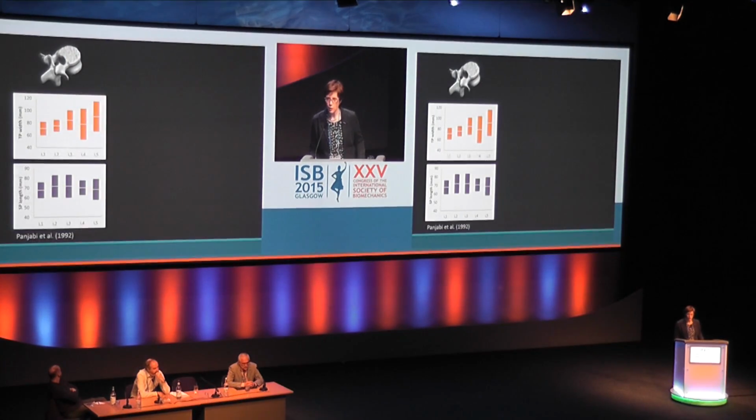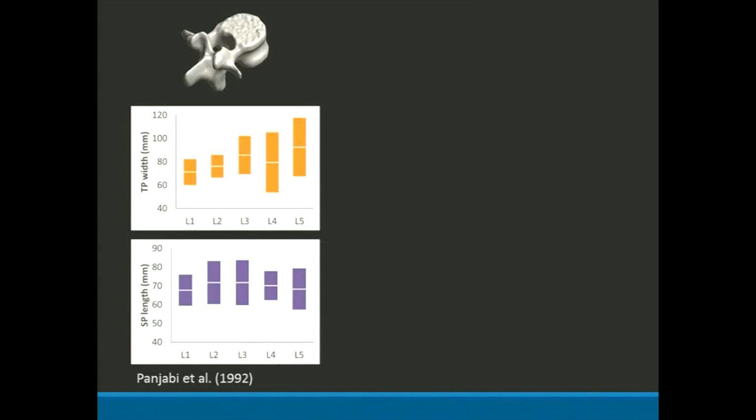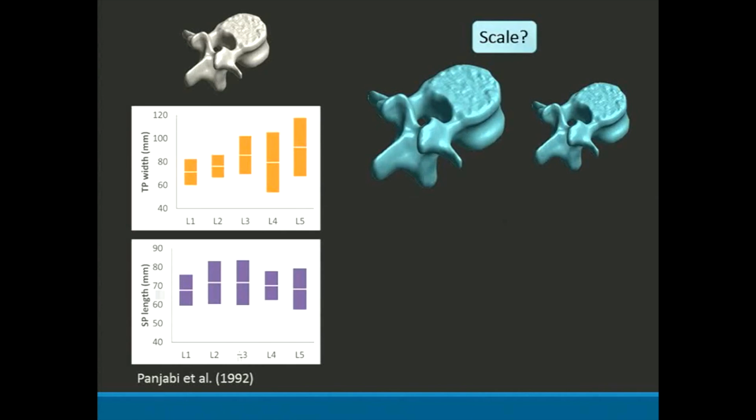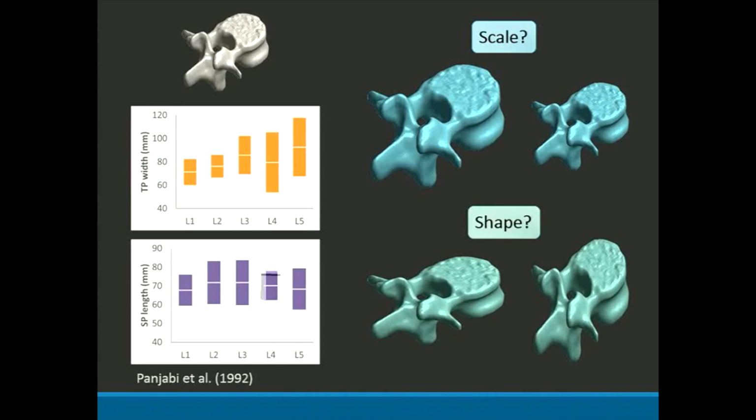So if we go back to the data that I showed you a few minutes ago from Punjabi, as I said, this shows that there's quite large differences between the lengths of the transverse processes and the lengths of the spinous processes. But if we just look at this data in isolation, we're not really sure whether these two variables are related, so that we're talking about an issue of scale, where bigger people have bigger vertebra with longer transverse processes and longer spinous processes, or whether we're actually talking about completely unrelated variables where we've got an issue of shape, so that spinous process and transverse process can vary in an individual completely independently.